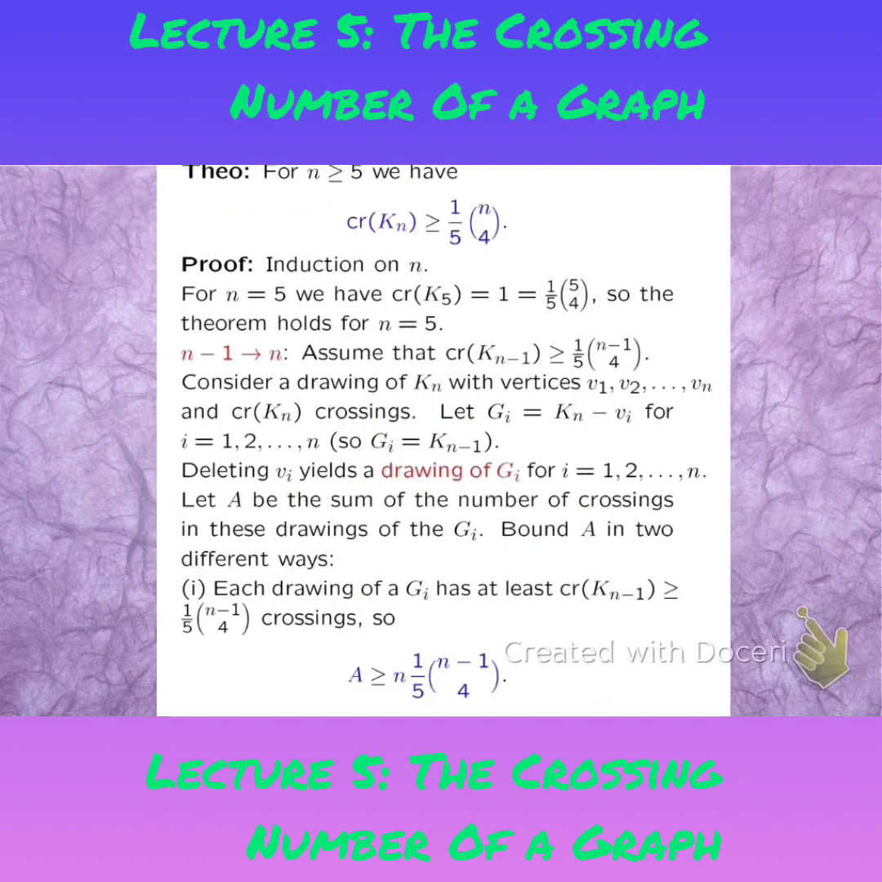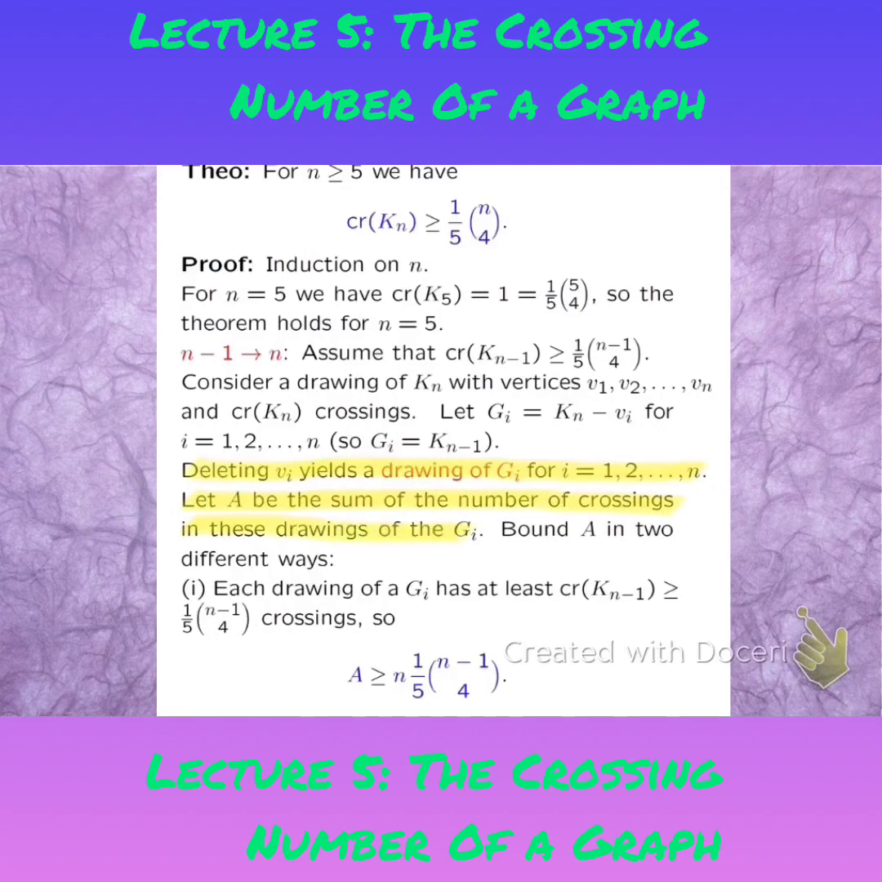Right, now deleting the ith vertex and forming the graph G subscript i, what you then do is you sum over all the crossings of the G_i's. So you sum over the crossing number of G_i for all i, and you denote this whole sum as A.